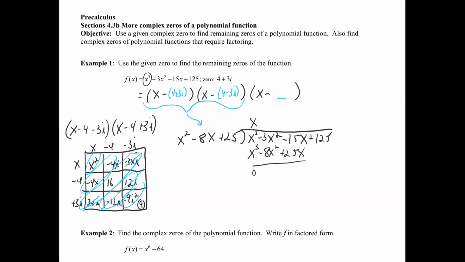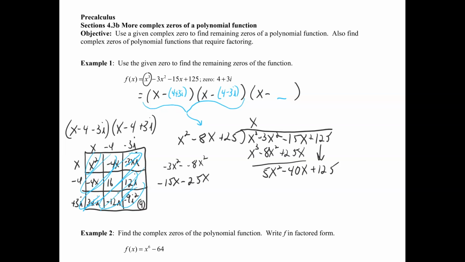We get a 0 there. I'm going to write down, just as a reminder, negative 3x squared minus negative 8x squared. That's 5x squared. I'm going to get that 0 out of the way. It's just kind of confusing. Subtract here, negative 15 minus 25. So negative 15x minus 25x, that's negative 40x. And then carry down the 125 and do the next round.